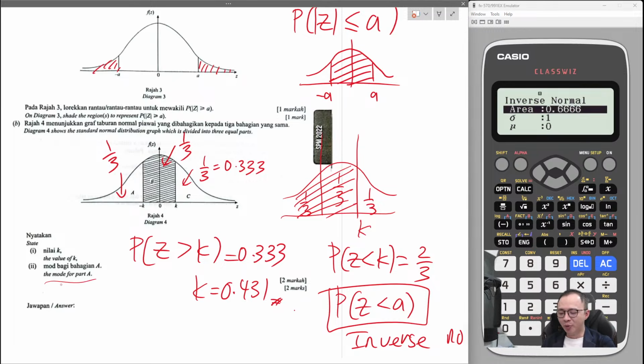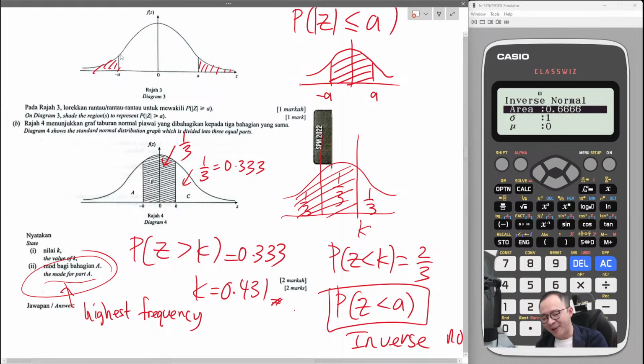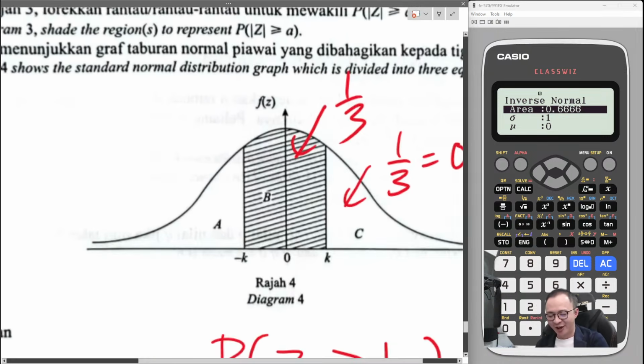And the mode for part A. Okay, this one is something very new to me. Because I know mode basically, for me, I will see it as the highest frequency. But the problem right now is I don't even see the frequency here. So I will just assume, from here, they are asking, you imagine there's a lot of histogram here.